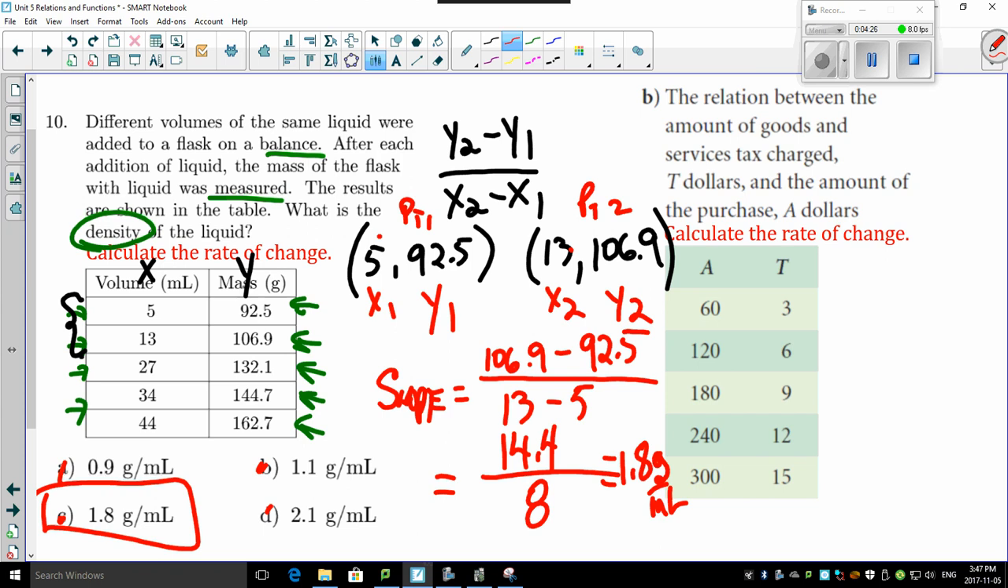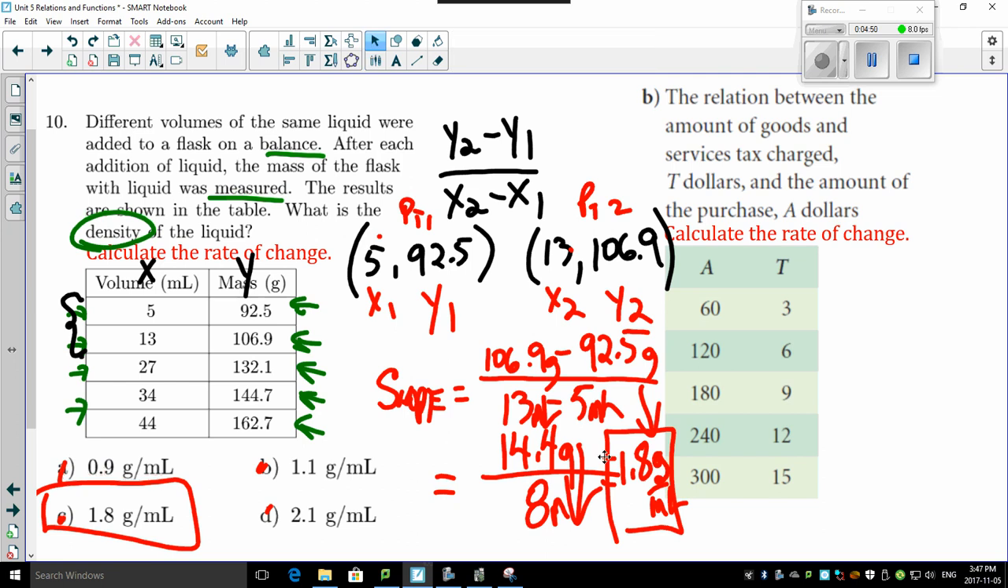Okay, so that's how you do it. That's why I think it's important sometimes to include your units, because you know and I know mass is G, that's G, making this G. This is milliliter, that's milliliter, that's milliliter. So this is going to be grams over milliliter. That's why I think sometimes it's important to include the units.